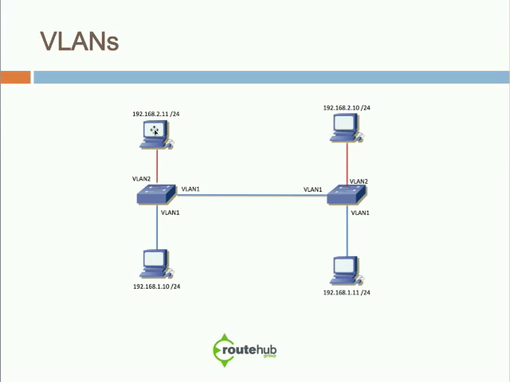We also put on two other computers, indicated with a red connection here. They're on the 192.168.2 network. This has a host ID of dot 11. This has dot 10. Now, as you will see, they are in VLAN 2.